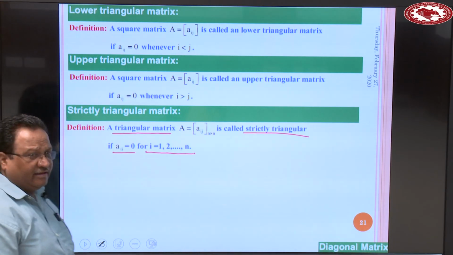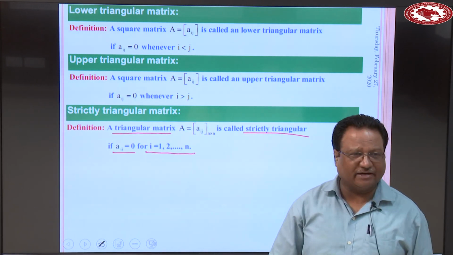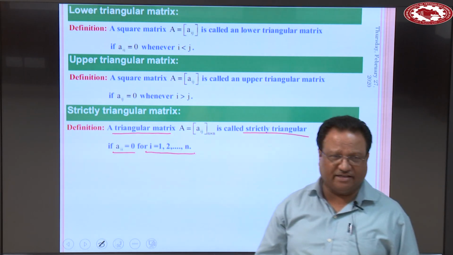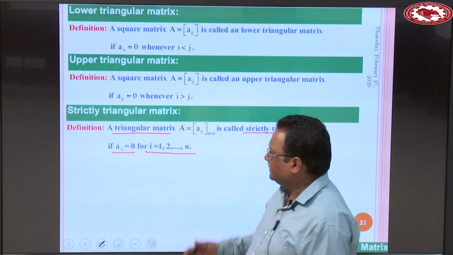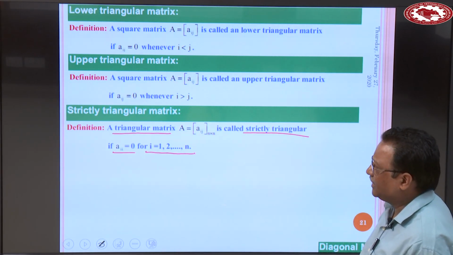So, in addition to being an upper or lower triangular matrix, if the elements lying in the principal diagonal, that is aii, are also 0, then that triangular matrix is known as a strictly triangular matrix.